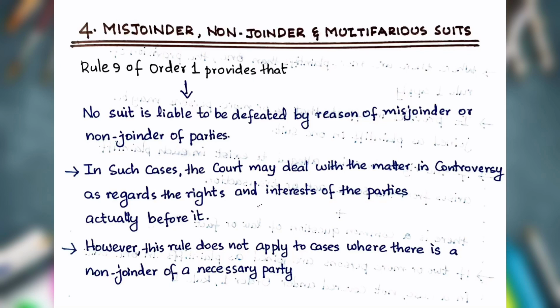Now our next topic is misjoinder, non-joinder and multifarious suits. Rule 9 of Order 1 provides that no suit is liable to be defeated by reason of misjoinder or non-joinder of parties. In such cases, the court may deal with the matter in controversy as regards the rights and interest of the parties actually before it. However, this rule does not apply to cases where there is a non-joinder of a necessary party. We'll be dealing with what is a necessary party in this video itself.